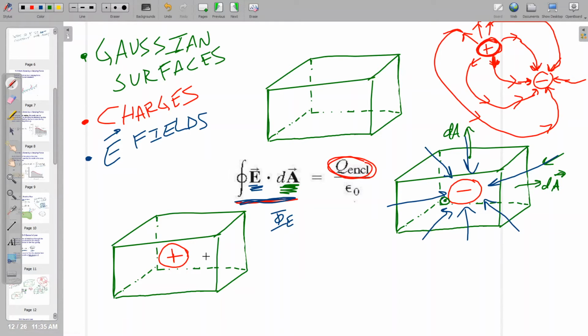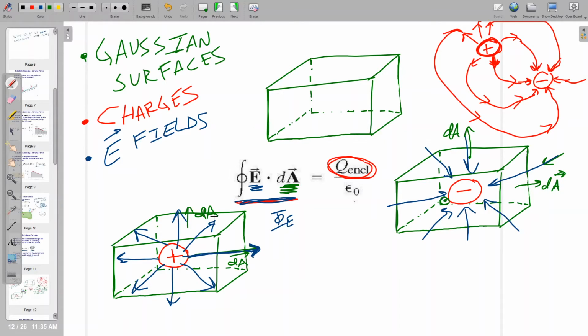Now, it should be fairly easy to convince yourself that you can do the exact opposite with a positive charge. A positive charge is like air blowing out. There are going to be electric field lines coming out from this thing in every which direction, and you're going to get this net positive flux because the area elements dA are going to point along those electric field lines in this case.